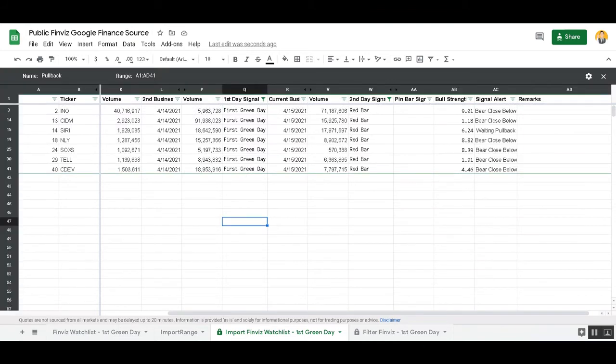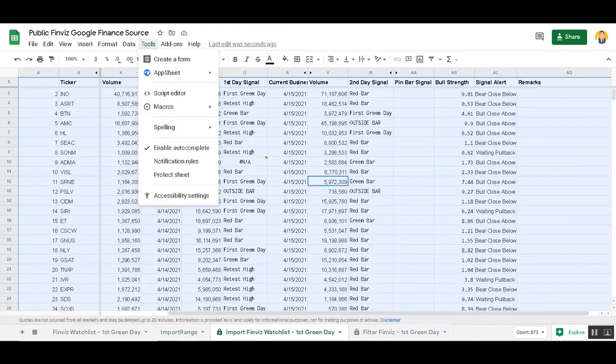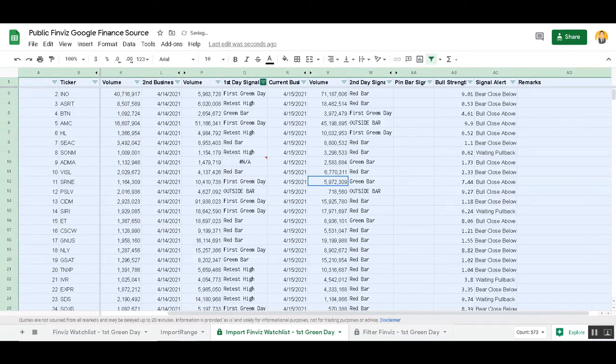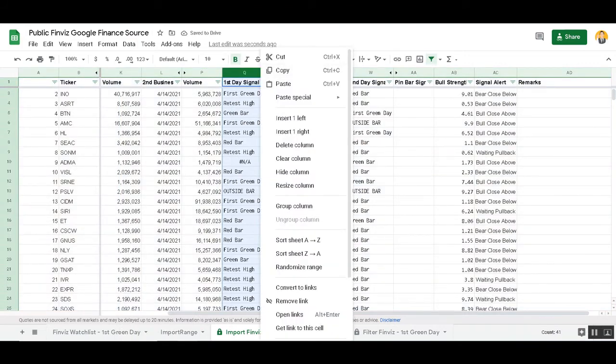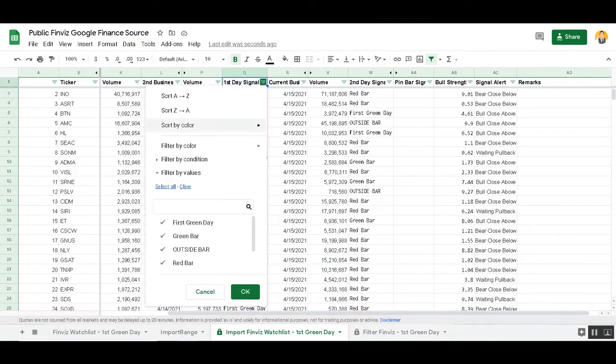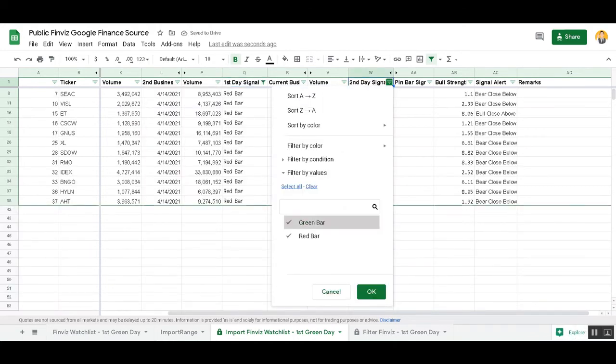Okay, but I never created a breakout list for this. Let me create a breakout list. I'll show you. Create a filter view. Okay, let's see, breakout list. I need weakness on the first day and strength on the second day. Okay, there isn't any.